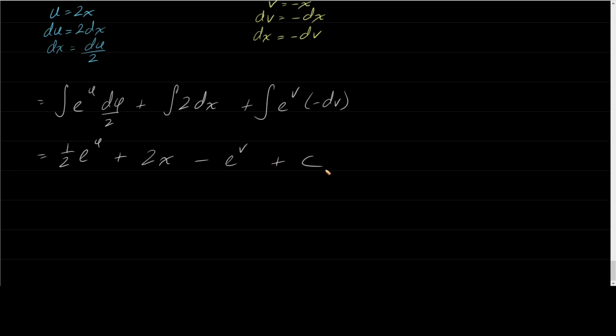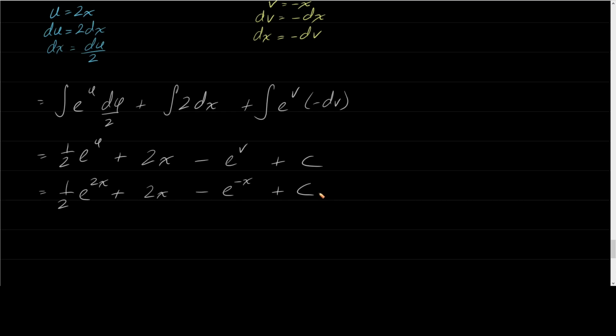But the problem was not about u. It was also not about our v, right? The problem was not about u nor v. Before it was about u, it was about x. Before it was about v, it was about x, right? So what we have here is 1/2 e to the 2x plus 2x minus e to the negative x plus c, right? So that's what we end up with as our final answer.